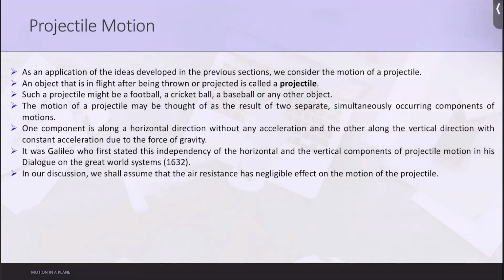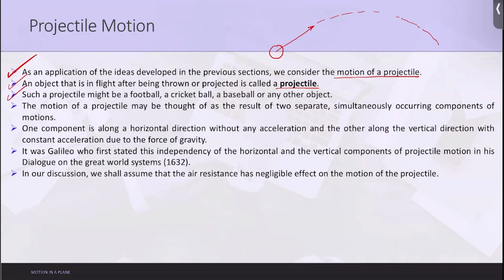As an example of the ideas developed in the previous sections, we now consider the motion of a projectile. So let us try to understand the motion of a projectile here. An object that is in flight after being thrown or projected is called a projectile. It is thrown like this, and hence it is called a projectile.